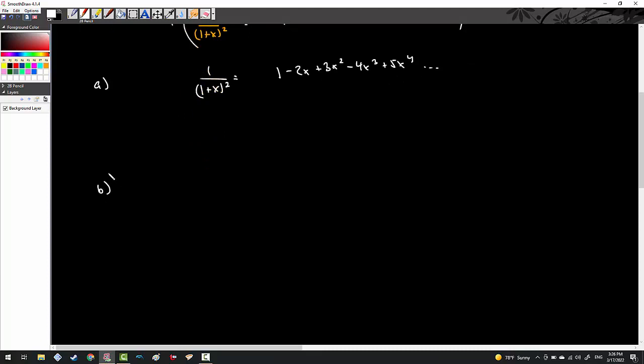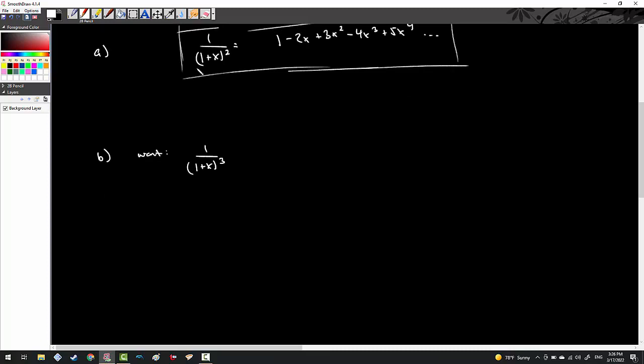In B, they're asking me to use part A to find a power series for this thing. What they want from me is 1 over (1 plus x) cubed. Well, I don't really have that right now, but I do have my answer from part A. So I'm going to write down my answer from part A. 1 over (1 plus x) squared is really (1 plus x) to the negative 2, which is really 1 minus 2x plus 3x squared minus 4x cubed plus 5x to the fourth, and so on.